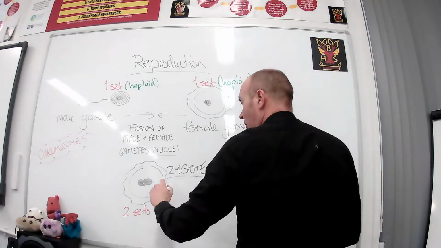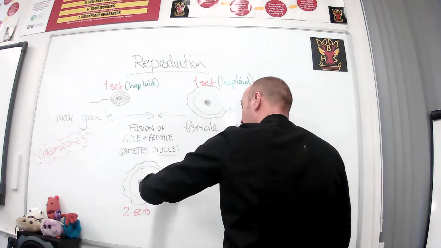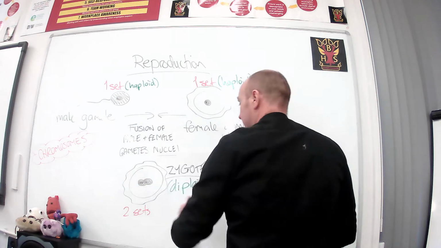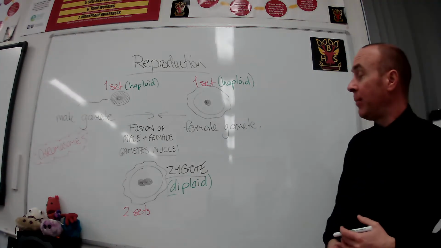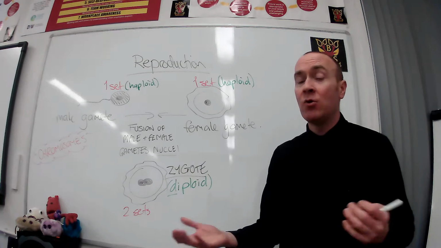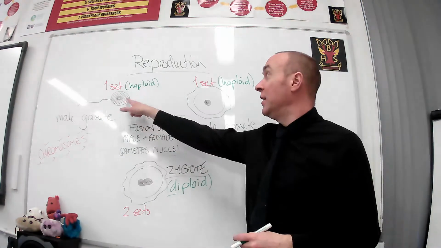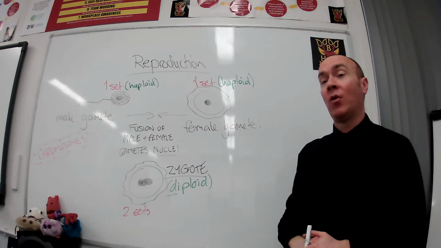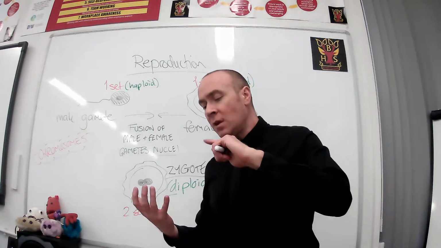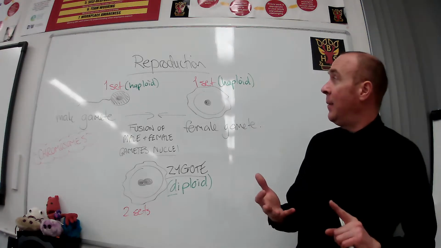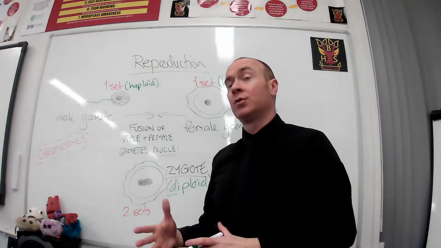A zygote, on the other hand, has a combination of 1 set from the mum, 1 set from the dad. So a zygote is said to be diploid. Di meaning of course 2, so diploid, and most cells in the body are diploid. Really every cell in your body, apart from red blood cells, has 2 sets of chromosomes, with the only other exception being sex cells, gametes, which are haploid. So the vast majority of the cells in your body are diploid. A very small number of your sex cells are haploid, and your red blood cells have no nucleus at all.